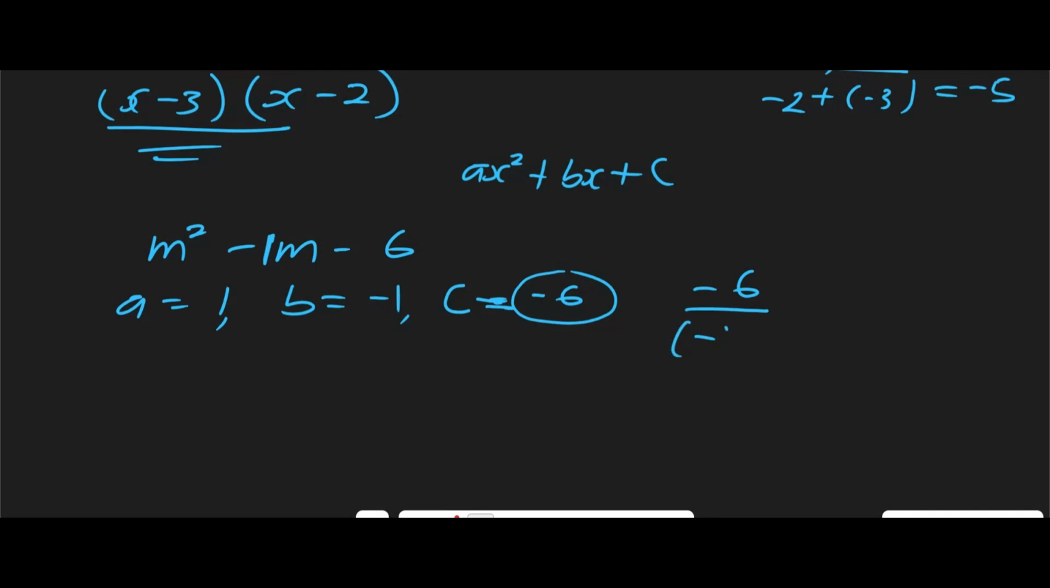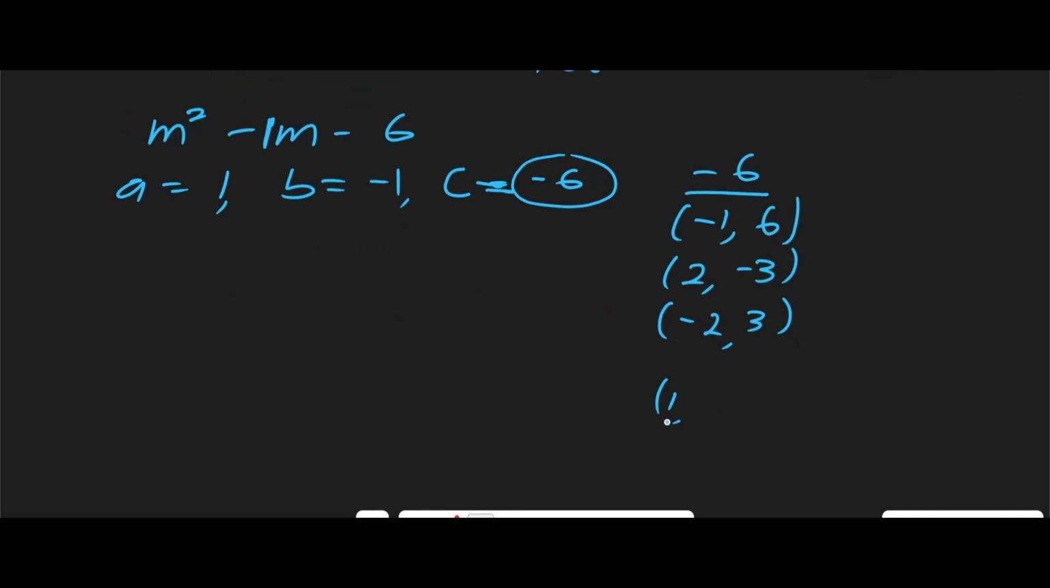So we can get -1, 6, that will give us -6. We can also get 2, -3. We can also get -2, 3, and 1, -6. So when you multiply all these, you're going to get -6. So I can take 2, -3. I can use these two because when I add, I'm going to get -1, because I want to get B, which is -1. So when I add 2 plus -3, that will give me -1. So that means I can use these two.